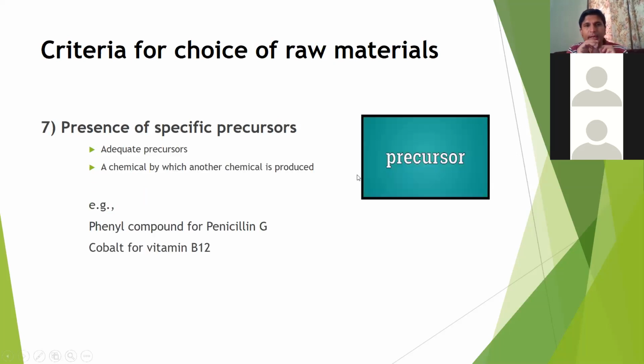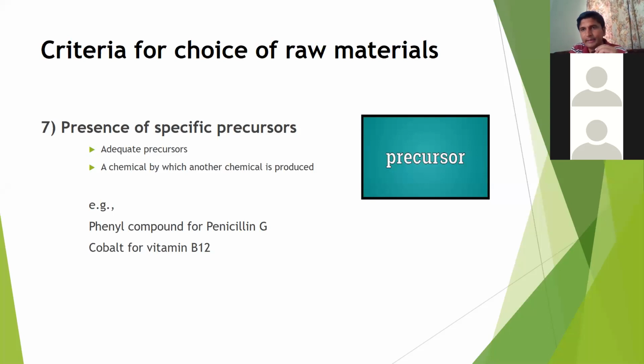Then at the 7th point, in the criteria of the choice of the raw materials, another point is very important, and that is the presence of specific precursors. So what are the precursors? Precursors are the chemicals from which another chemical is produced, right? There are many chemicals that are produced from previous chemicals. So when a chemical is produced from another chemical, that chemical is a precursor of the other chemical, right?